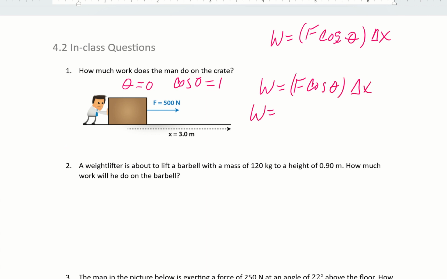So work is 500 cosine of 0 times 3. 500 times cosine of 0, and cosine of 0 is 1. So 500 times 1 is 500. And then 500 times 3 is 1,500. So we get 1,500 joules.